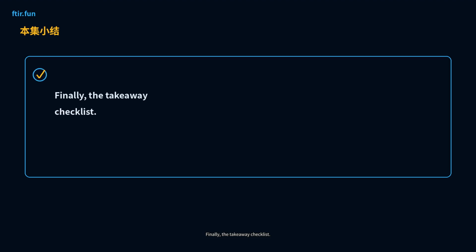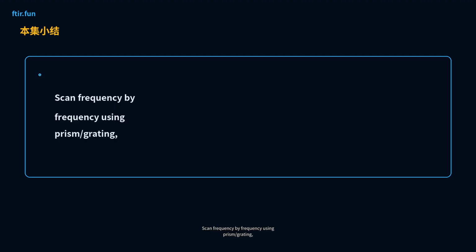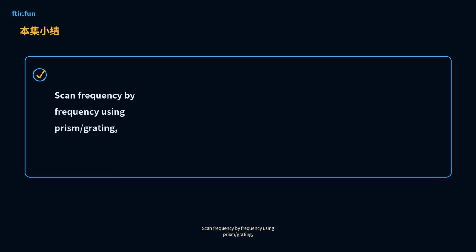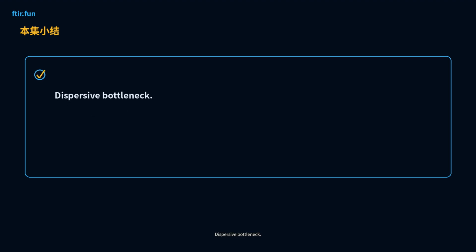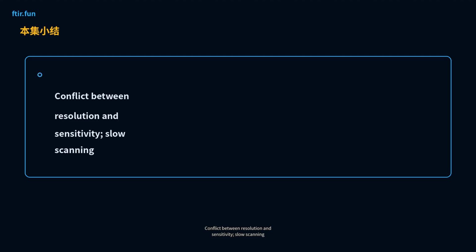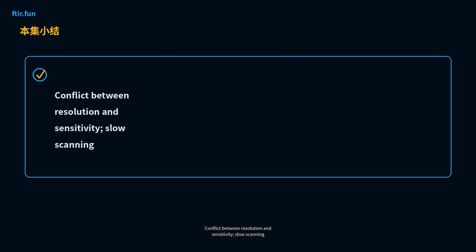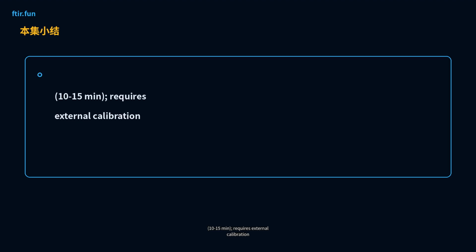Finally, the drill checklist. Make sure you can recall each item. Core knowledge points. Dispersive IR principle: scan frequency by frequency using a prism or grating. The slit selects the wavelength, which is the dispersive bottleneck. Conflict between resolution and sensitivity. Slow scanning, taking minutes. Requires external calibration.